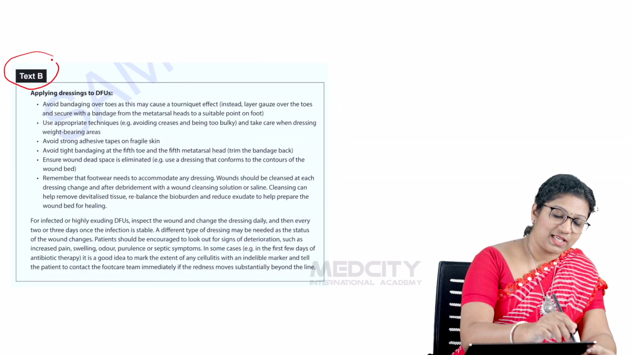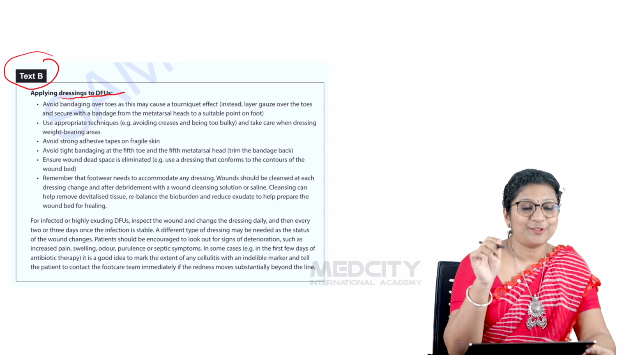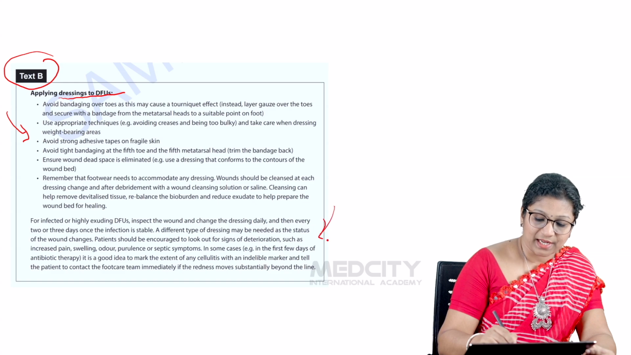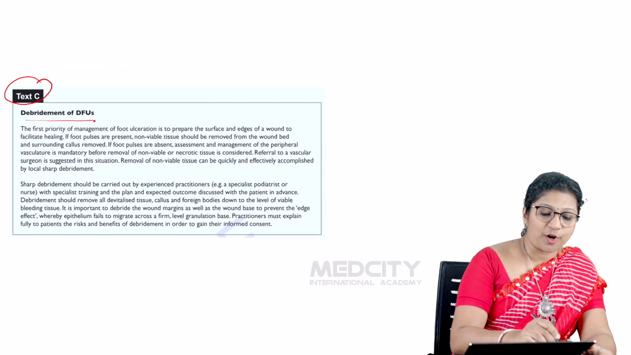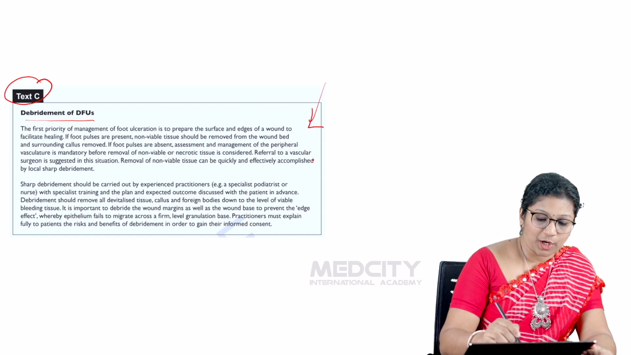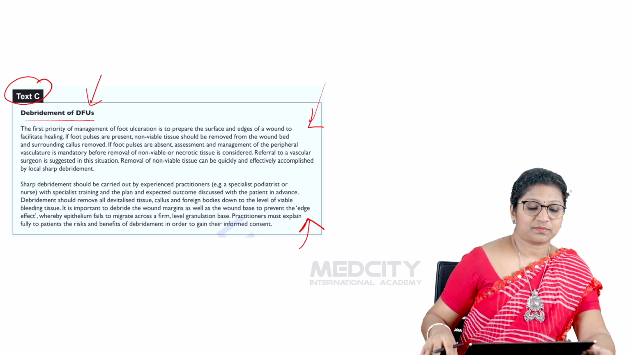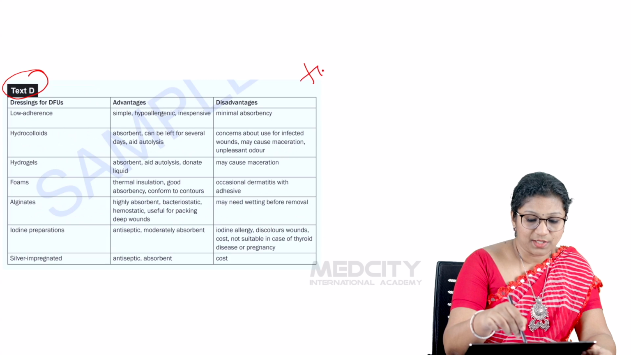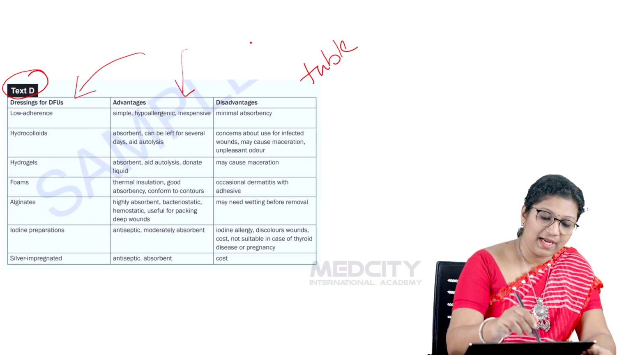Text B, you can see, is also about the same topic, but it's about applying dressings to DFUs, diabetic foot ulcer. So we have bullet points, we have paragraphs here. Text C is about debridement of DFUs. So we have 2 short paragraphs given here which has information based on this topic. And text D is again a table and it talks about dressings for DFUs, the advantages and disadvantages.